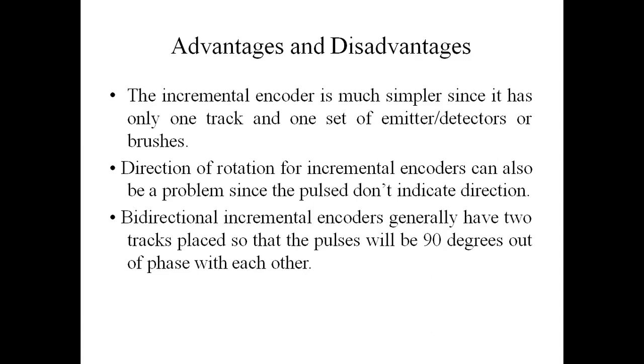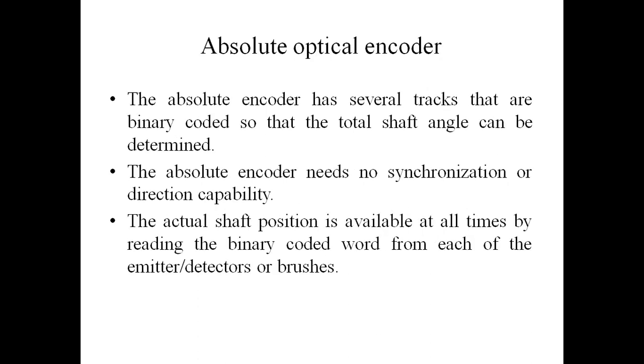Similarly, the direction of rotation for incremental encoders can also be a problem since the pulses do not indicate the direction. Bidirectional incremental encoders generally have two tracks placed so that the pulses will be 90 degrees out of phase with each other. Next, we have to look at the absolute optical encoder.